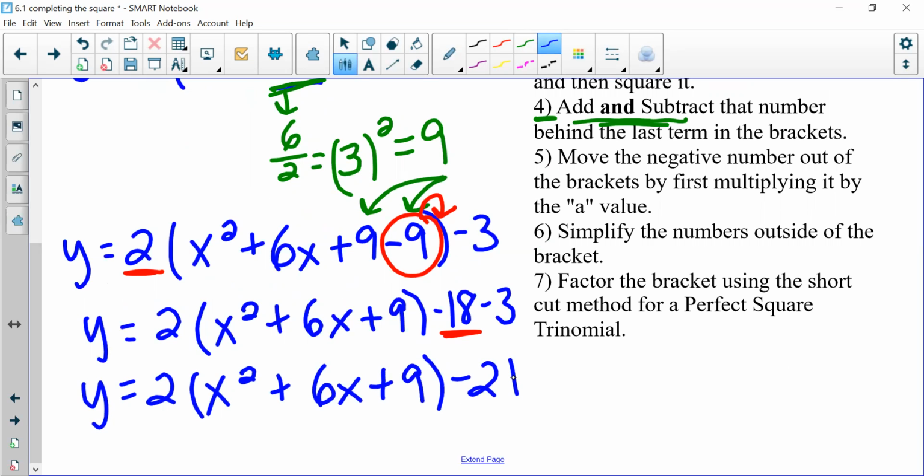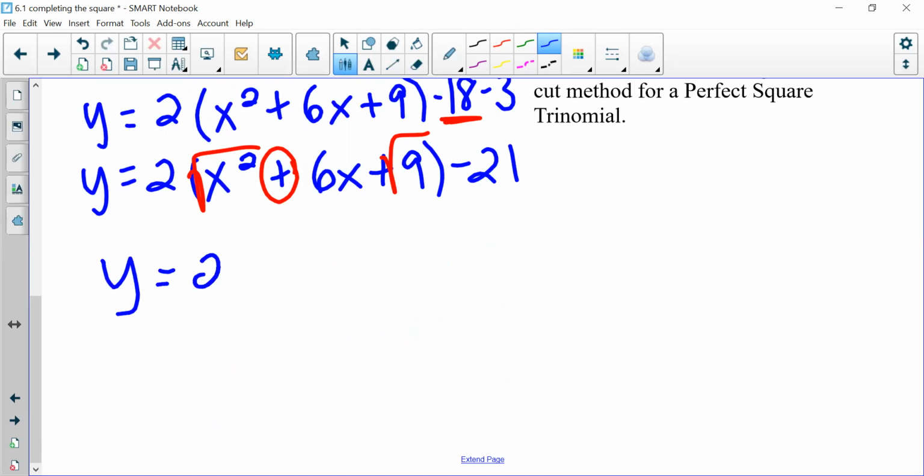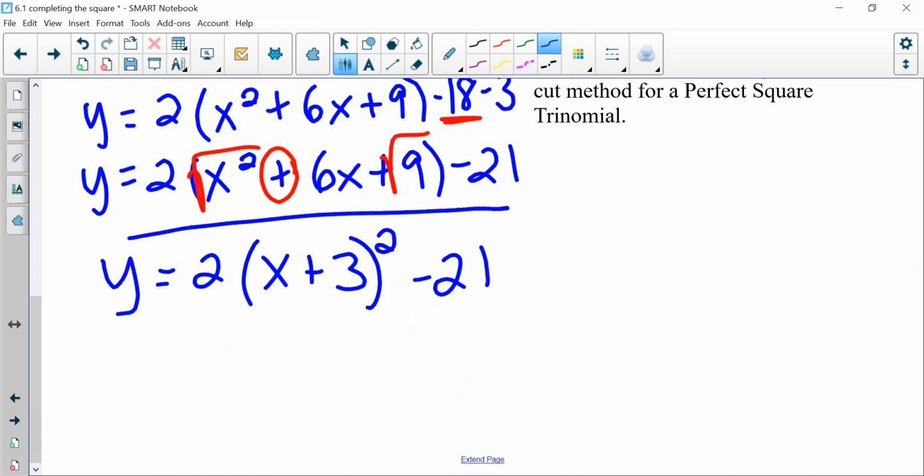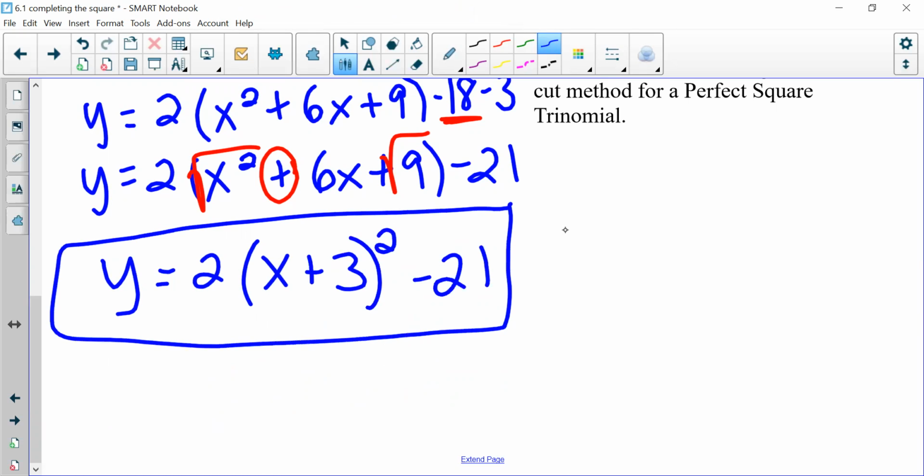And step number 7, it says factor the bracket using the shortcut method for a perfect square trinomial. Well, this is a new concept to us. So I'm going to tell you what this shortcut method is. You're going to take the square root of the first term, the sign of the middle, and the square root of the last term. So when you factor this bracket, you're going to end up with y equals 2. Square root of x squared is x. Sign of the middle is plus. Square root of 9 is 3. Close that bracket and square it. And now this is in vertex form. The vertex being at negative 3 and negative 21.